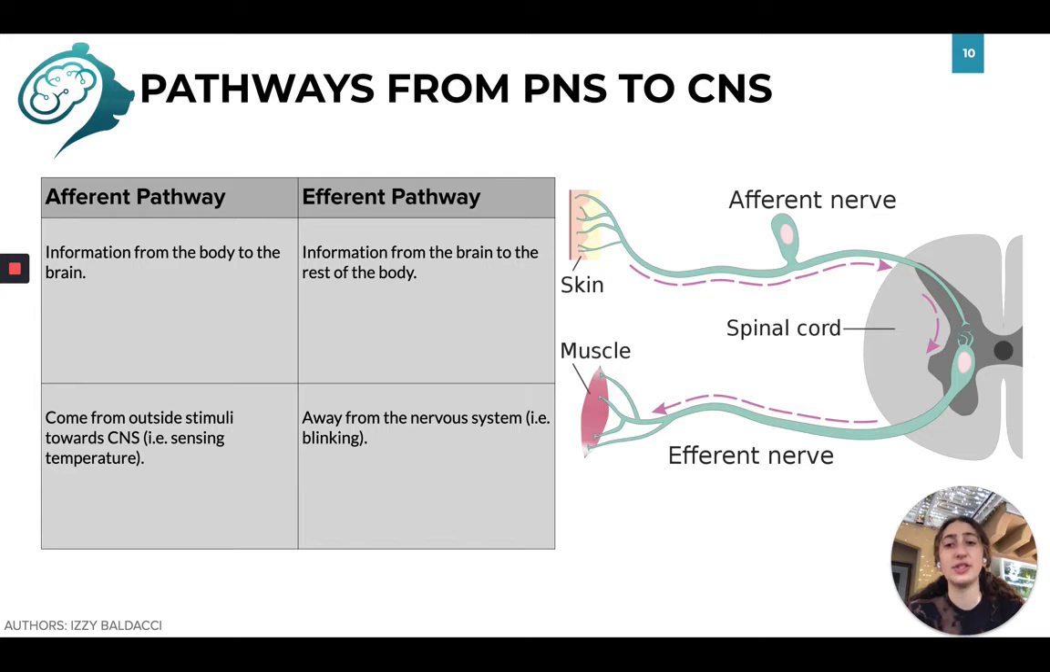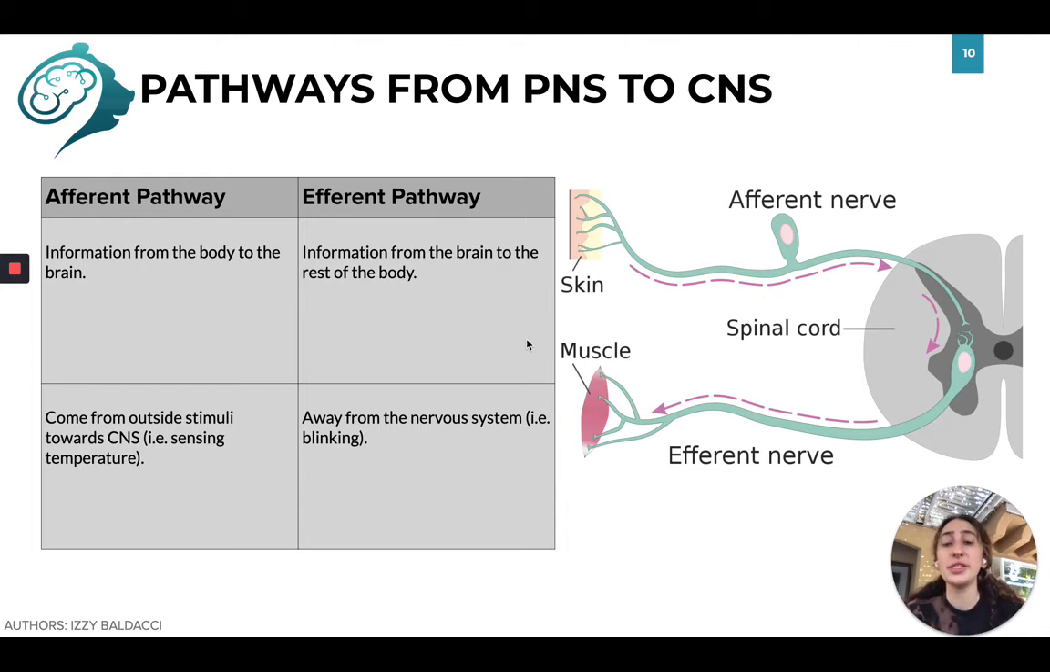So, like we were just saying, there's this communication happening between the body and the brain. And how is this happening? Well, between the peripheral nervous system and the central nervous system, and their subcomponents, is what allows it to communicate. So there's two pathways. There's the pathway moving from the body to the brain, and then the pathway moving from the brain to the body.